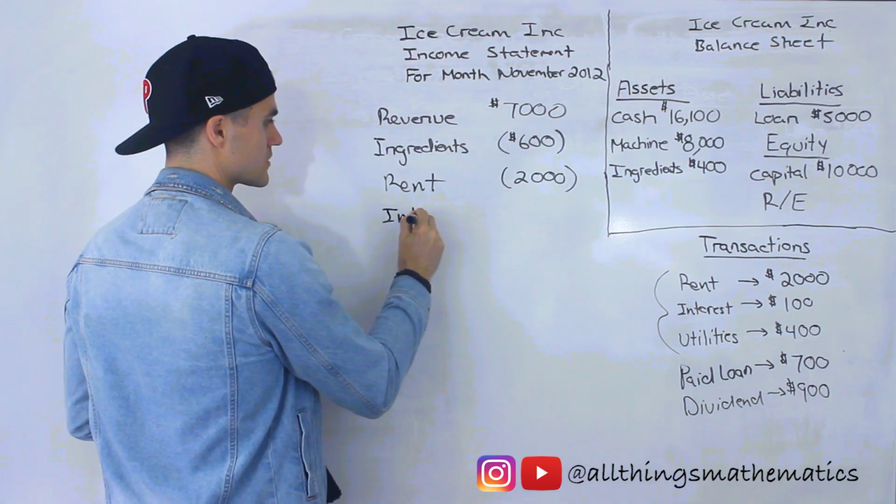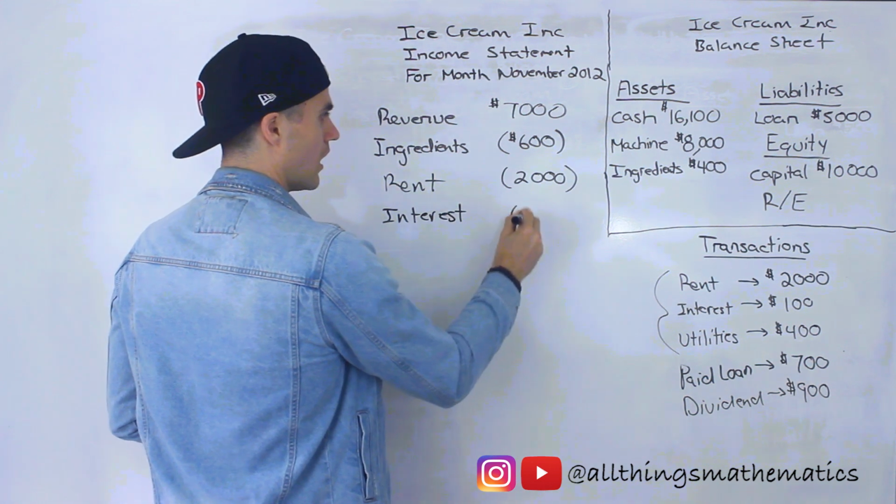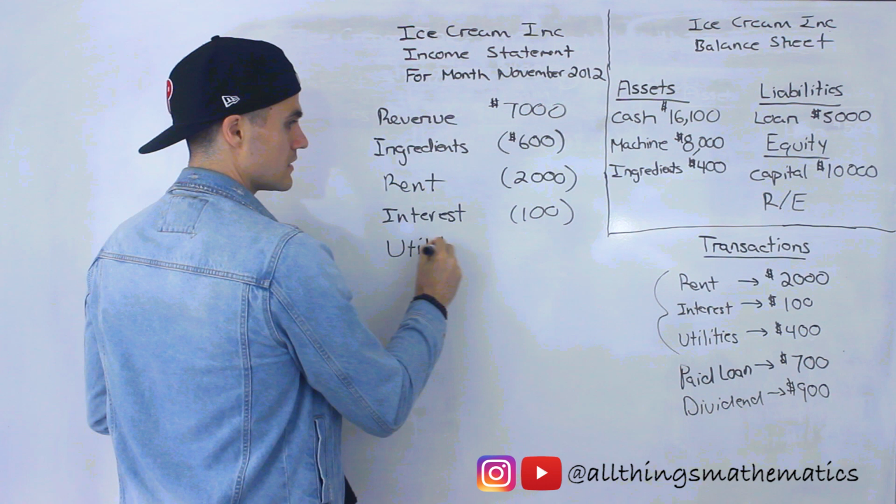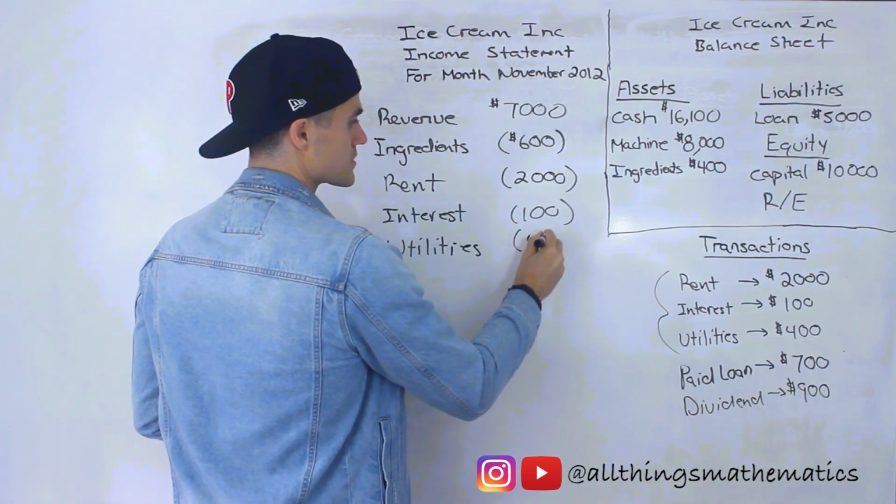We'll have interest of $100, and then we'll have utilities of $400.